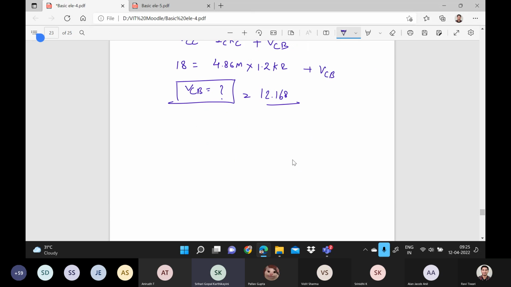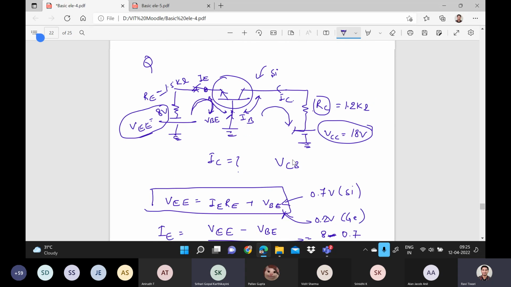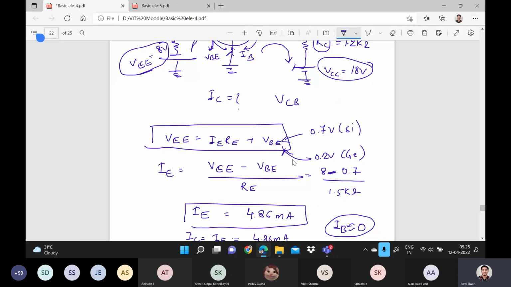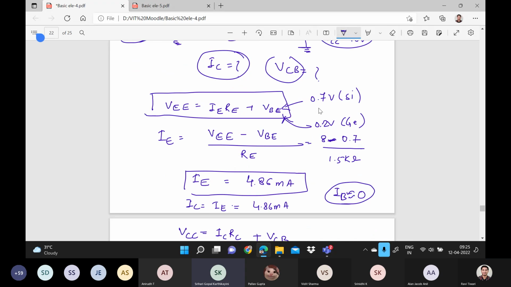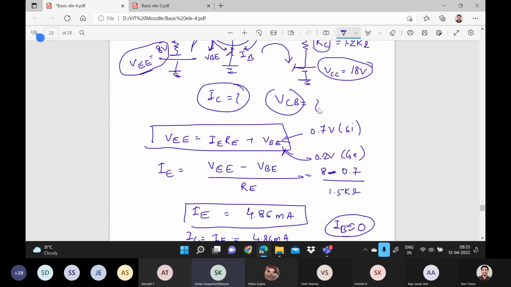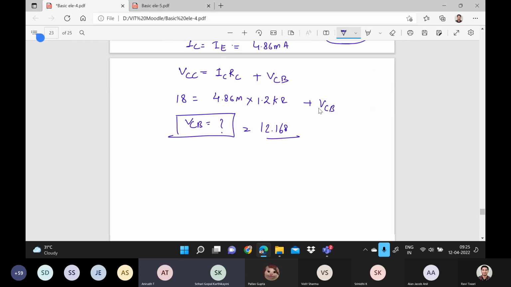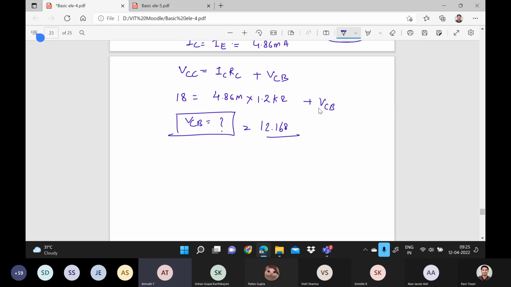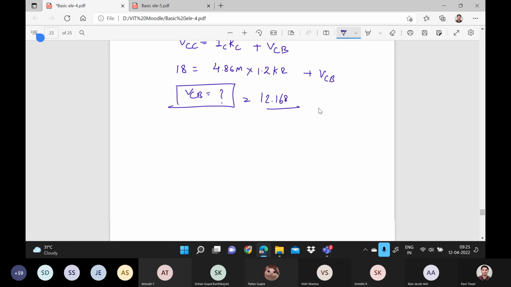So what are we trying to find ultimately? In that question, they asked to find out the value of IC and the VCB. And through IE, we found out the value of IC since both are equal, because we assume that the base current is 0. We can always assume this if it is not given. The base current is very small, so you can assume this as 0 if it is not given. Okay, sir. Thank you.